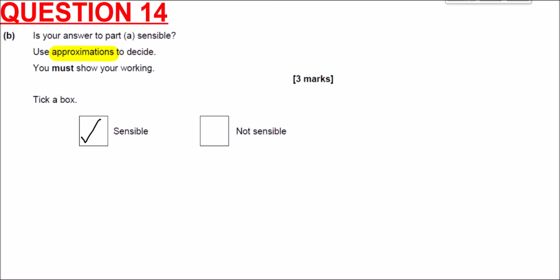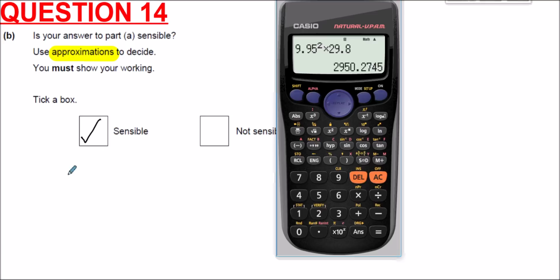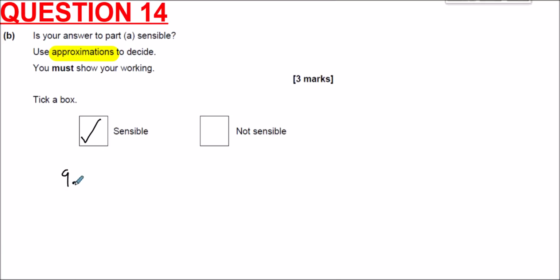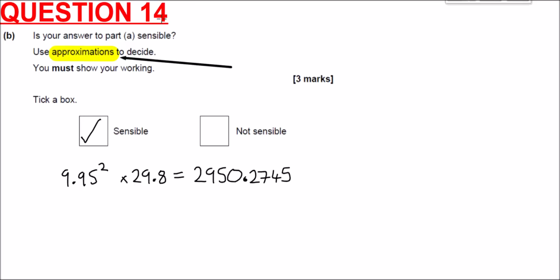And so what we're going to do is take the initial calculation, which was 9.95 squared multiplied by 29.8. And the answer we got for that one was 2950.2745. If a question says to approximate or to estimate, it's almost a clue. The question's telling you to round the values off, not round off at the end, but to round the starting values.